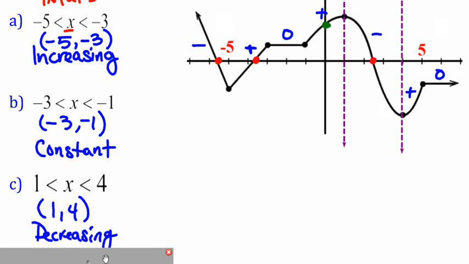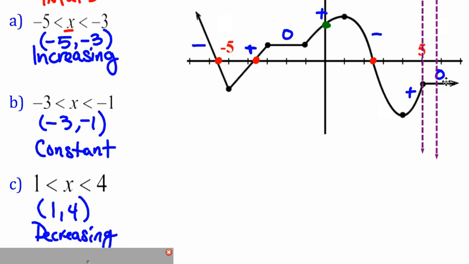And we had one more interval to look at. It was when 5 is less than x, so when x is greater than 5, but x is less than positive infinity. So we really don't have another bound, right? We're just looking to everything that's greater than 5. So we can see that there's no change, it's constant.